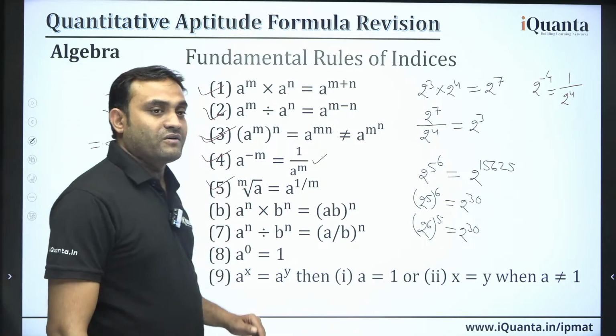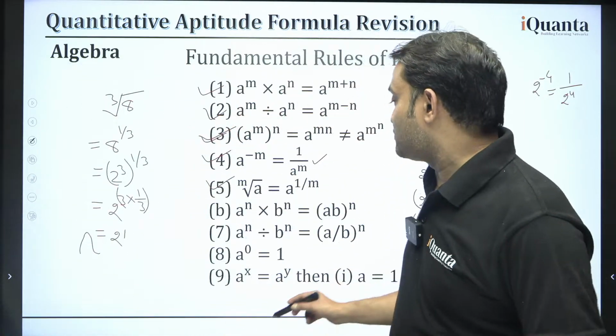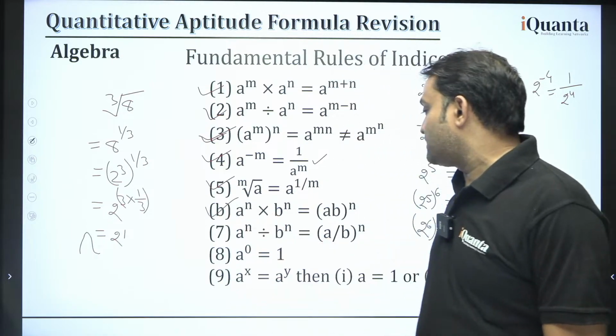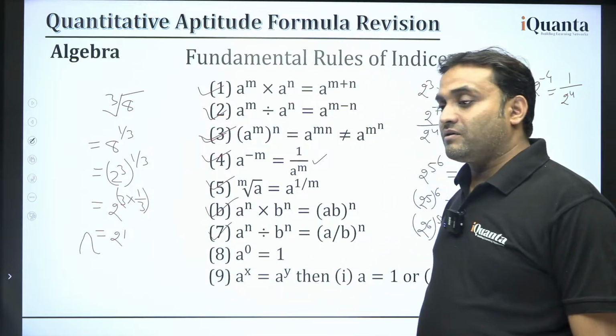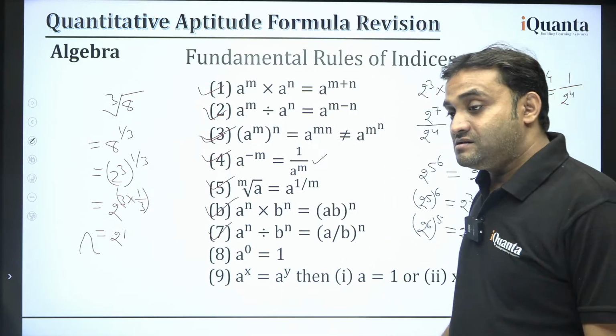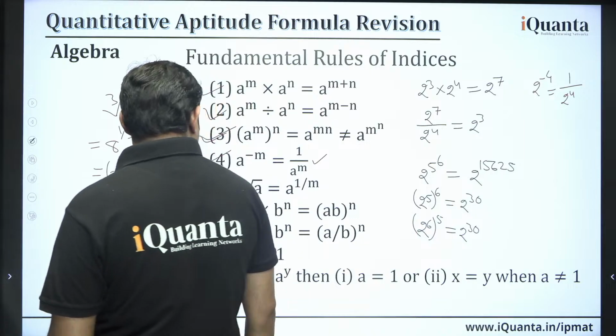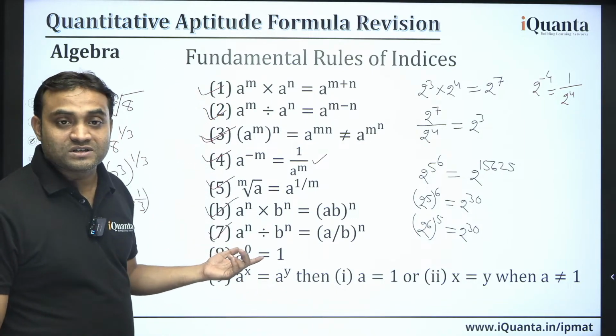Then a to the power n into b to the power n will be equal to a into b to the power n. And a similar concept is seventh: a to the power n divided by b to the power n is a by b to the power n. Now a to the power 0 is equal to 1.